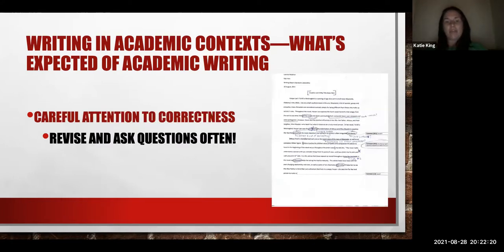Also, pay careful attention to correctness. Revise and ask questions often. But what I would say is this. What I would say is write to get the words on the page first, and then revise afterward. Because if you revise as you go, it slows you down a lot. But type it out. And then once you have it all typed out, go back and revise your own work. And don't worry, we're going to be workshopping in this course so that you'll be able to look at other people's work and then apply those same principles to your own.